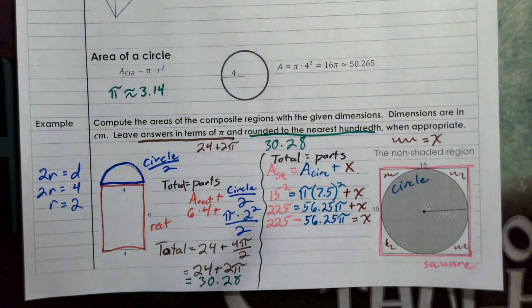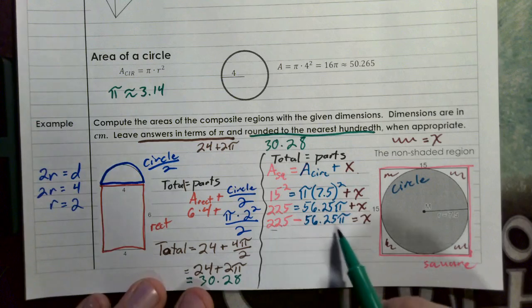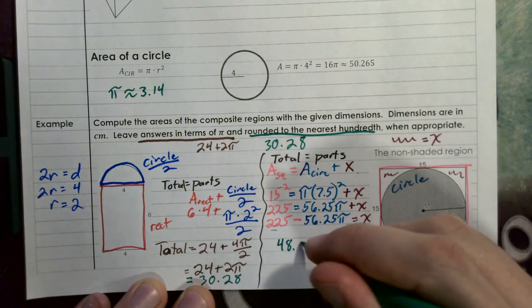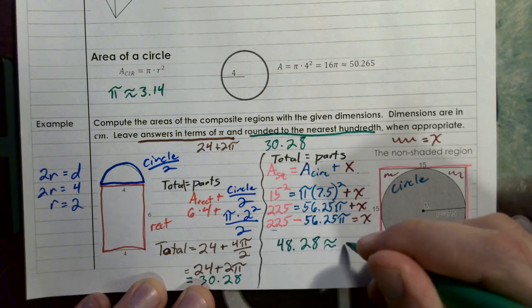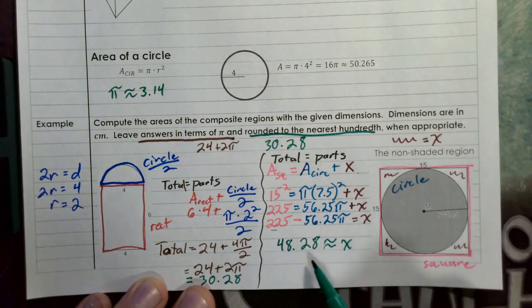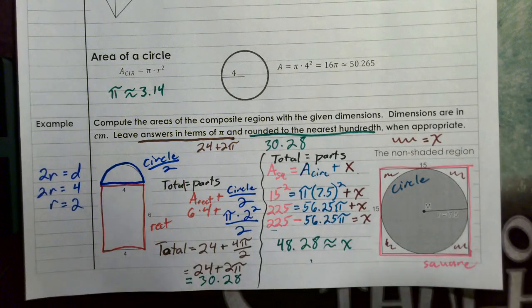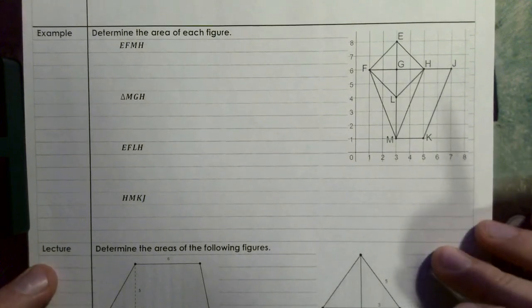I'm also looking for my answer just to the nearest hundredth. So I'm just going to type that into my calculator: 225 minus 56.25 pi. And you can also use 3.14 if you're struggling to find the pi button on your calculator. So our answer is approximately 48.28, the area of the non-shaded region. So both of these are correct, depending upon if I'm asking you to leave your answer in terms of pi or round it to the nearest hundredth.